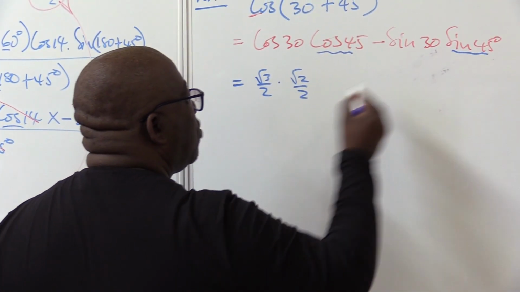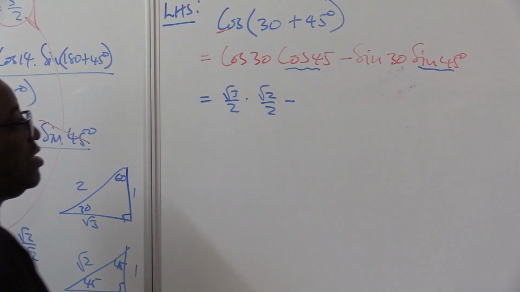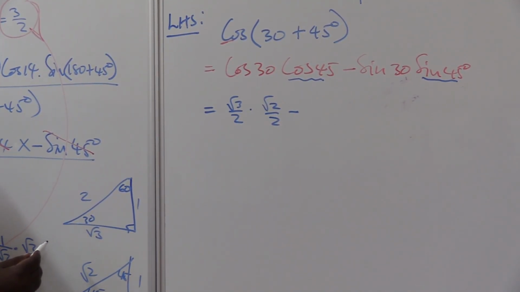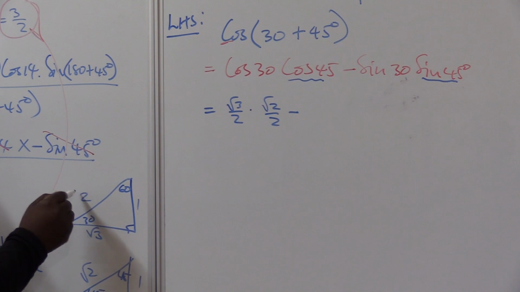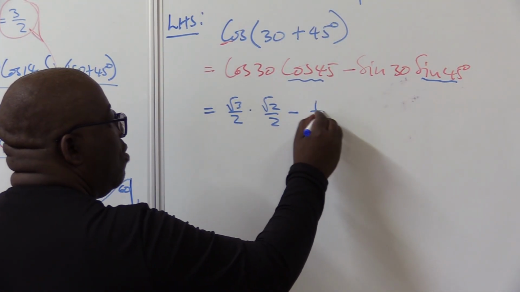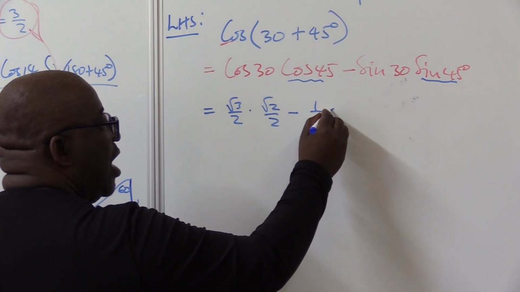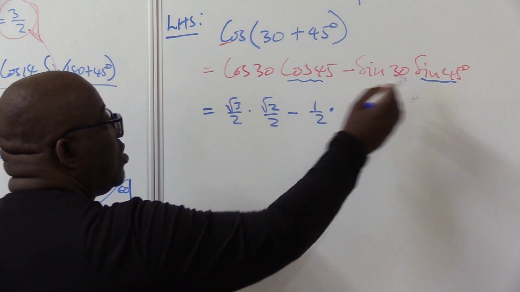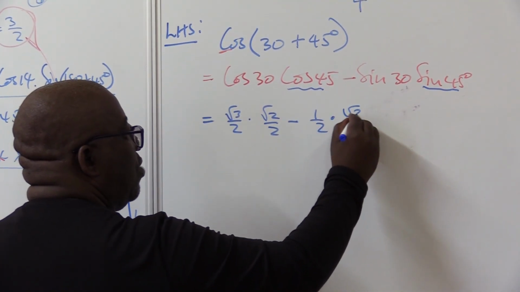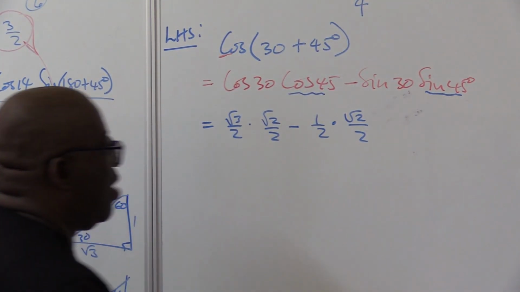So I know exactly what to put in there. Minus sine 30. Sine 30, this is where 30 is. Definition for sine: opposite over hypotenuse. Sine 30 is 1 over 2. Minus 1 over 2, which is our half, times sine 45, which is the same as cos 45. I don't have to redo it. Right, this is what we have.